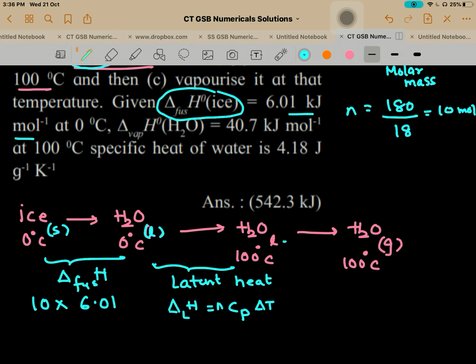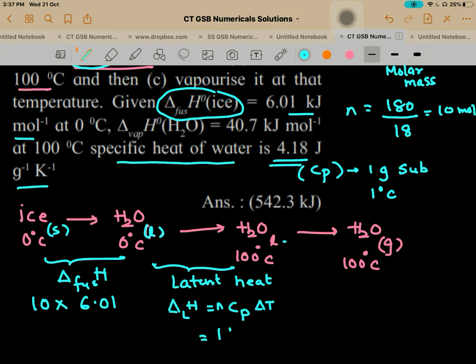Now, CP, this specific heat of water is given as 4.18 joule per gram per Kelvin. Just see here, per gram per Kelvin is given. So what is this value given? This is CP value. And what is the meaning of specific heat? It is amount of heat required to change the temperature of given substance or 1 gram of substance by 1 degree Celsius. So this is 1 gram substance and temperature change is 1 degree Celsius.